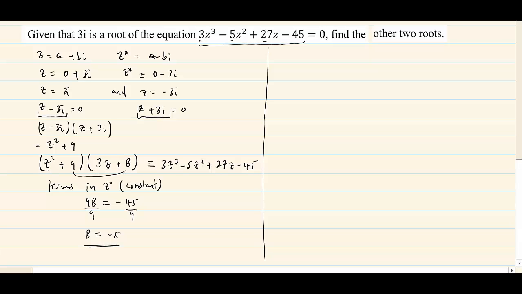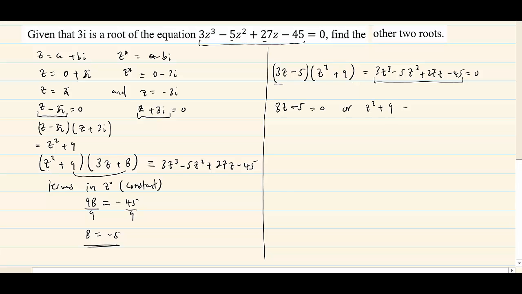So it follows that this other factor we're trying to work out is 3z minus 5, because we just found b to be equal to that. So this polynomial is like this: z squared plus 9 multiplied by 3z minus 5 is equal to 3z cubed minus 5z squared plus 27z minus 45, which is equal to 0. Solving this factored form is the same as solving the original because we factorized it. So it follows that 3z minus 5 is equal to 0, or z squared plus 9 is equal to 0.